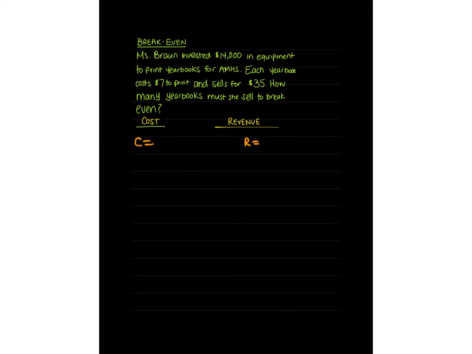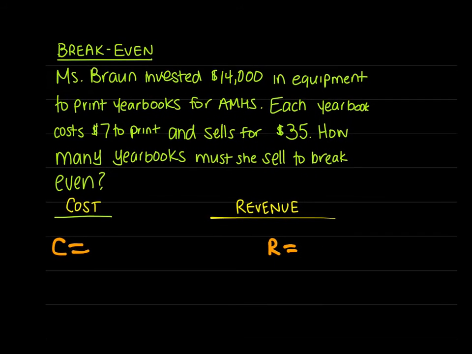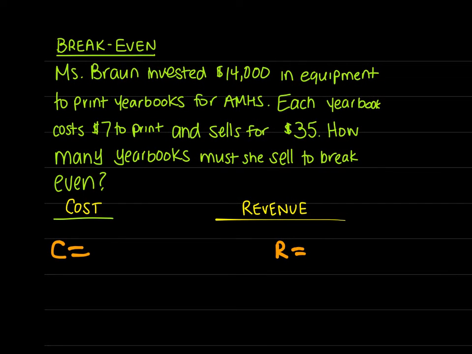One of the ones that you did get that's a little different on your test is like a break-even one. So on your quiz, I gave you the cost function and the revenue function. You will have to come up with your own cost function and revenue function for your test. So if it said something like this, Miss Braun has invested $14,000 in equipment to print yearbooks for Archbishop McCarthy High School. Each yearbook costs $7 to print and sells for $35. How many yearbooks must she sell to break even? So you have to come up with, it'll say the cost function and the revenue function. And what that means is an equation to represent cost and an equation to represent revenue.